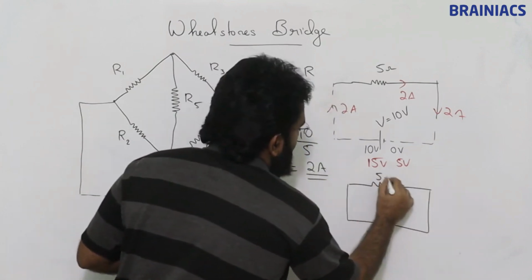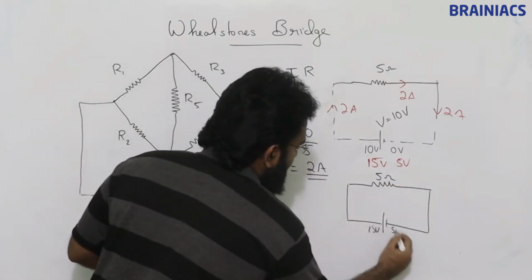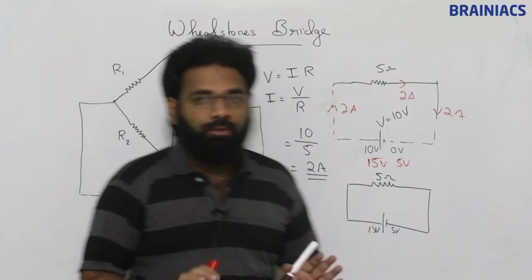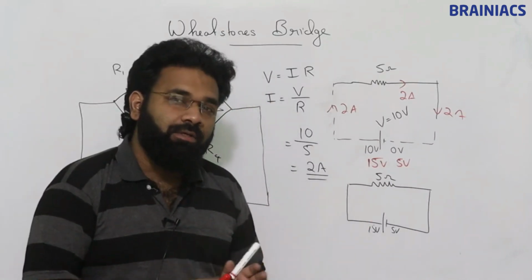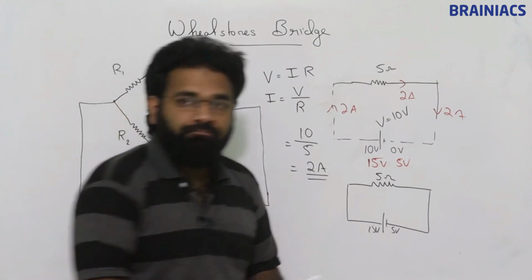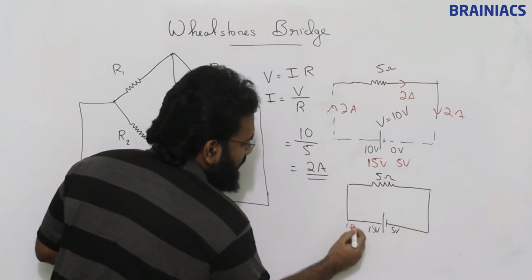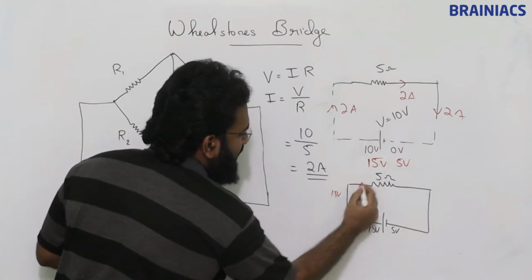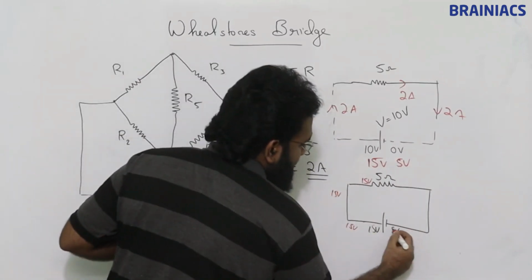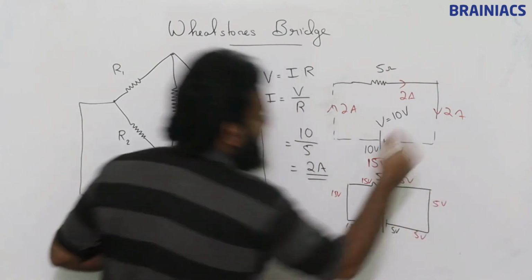So this is going to be 5 ohm, and this is 15 volt and 5 volt. Now you are very clear about how to see the nodes. No resistance is there between two nodes, so those nodes are the same. So I can say this is also 15 volt, this is also 15 volt, and this is also 15 volt. What about the other side? If this is 5 volt, 5 volt, 5 volt, 5 volt.